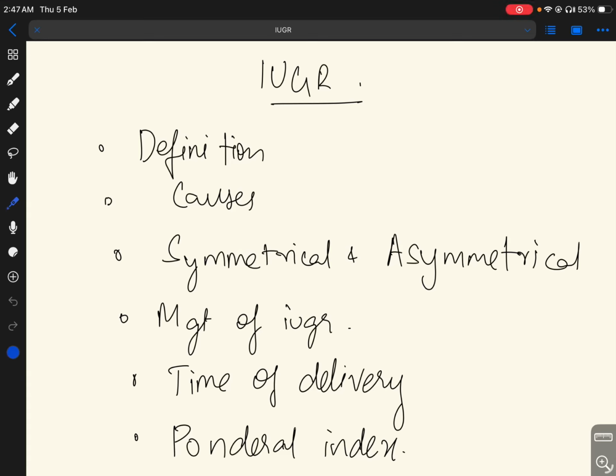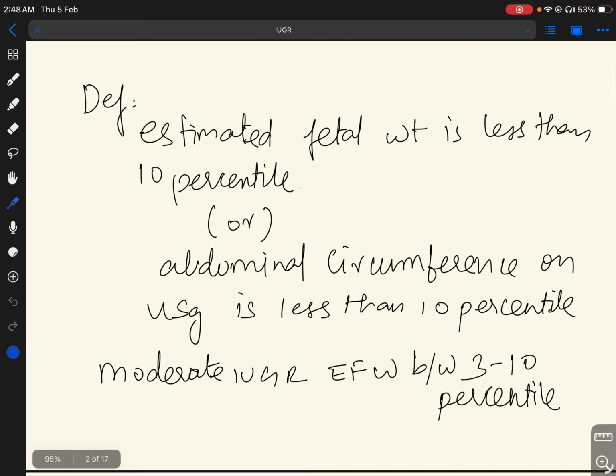Today we'll see IUGR. The outline is definition, causes, symmetric and asymmetric IUGR, management of IUGR, time of delivery, and ponderal index. Now moving to the definition, it is the estimated fetal weight that is less than 10th percentile or abdominal circumference on ultrasound that is less than 10th percentile.